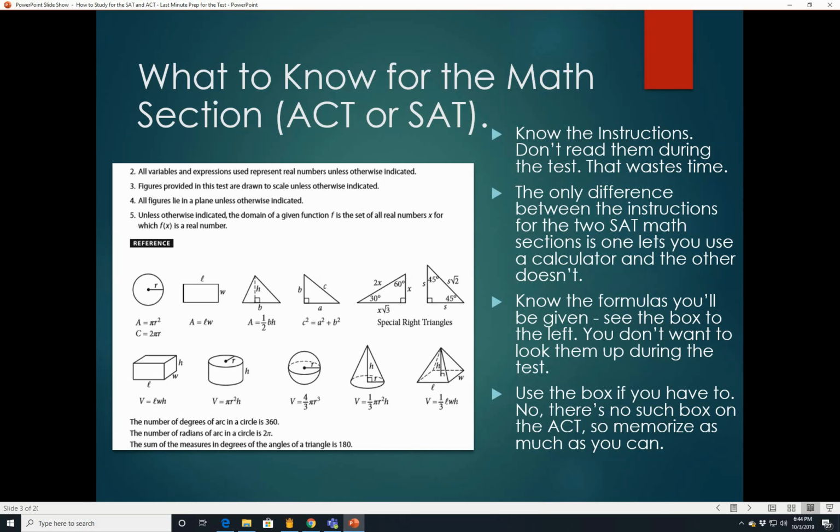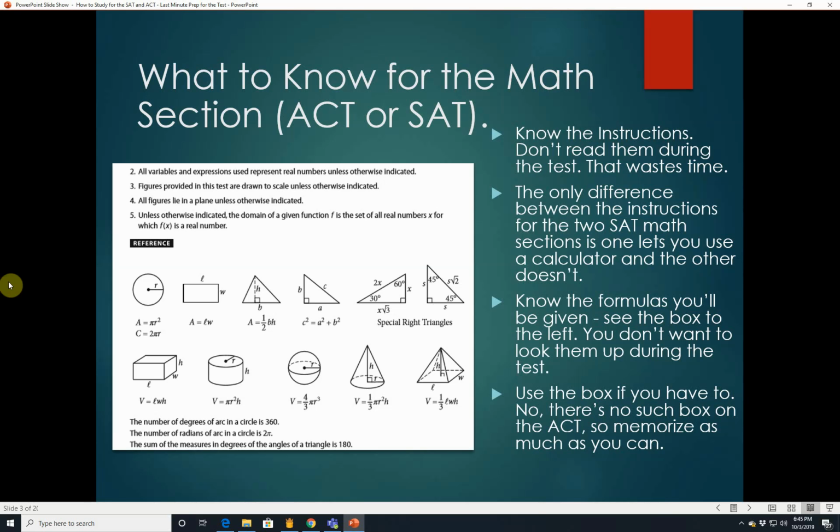And unless otherwise indicated, the domain of a given function f is the set of all real numbers x for which f of x is a real number. So again, just assume everything you're plugging into a function is also a real number unless they tell you only use integers or you might use imaginary numbers. So use this box if you have to on the SAT, but there is no such box on the ACT. So memorize as much of this as you can.